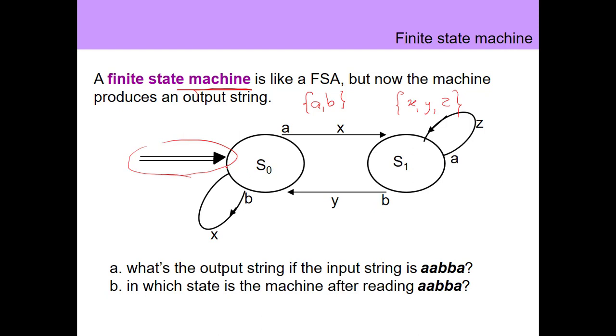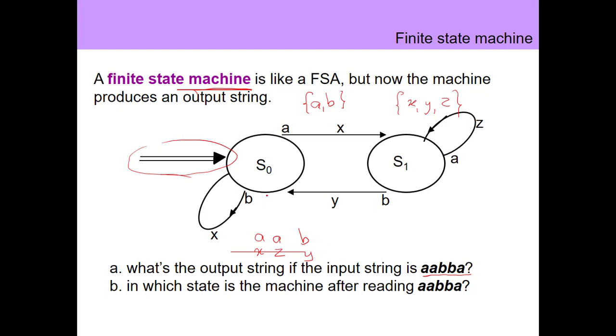So for instance, if we look at this first string here, A, B, B, A, then this first A will produce an X. We start here, we get an A, we produce an X, and we go to S1. And if we're in S1 and we get an A, we will produce a Z and we stay in S1. Then we get a B. So in S1 we get a B, we produce a Y and we go to S0.